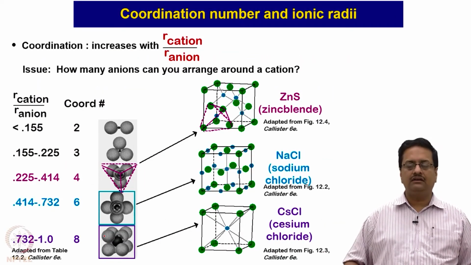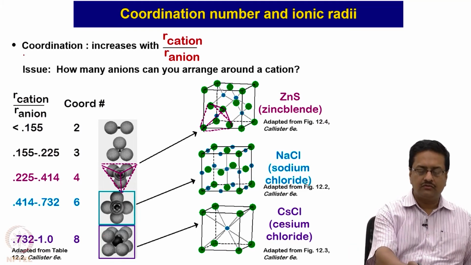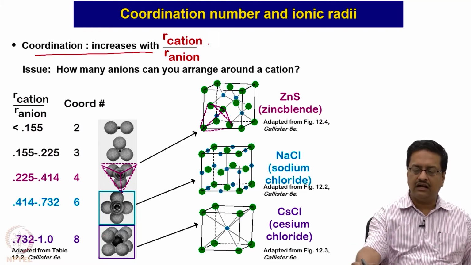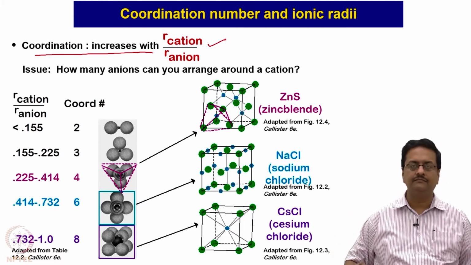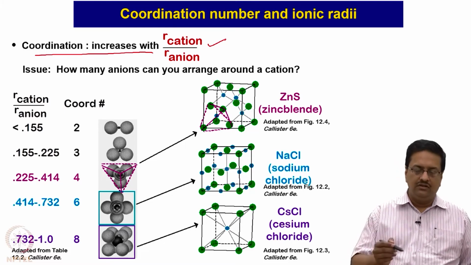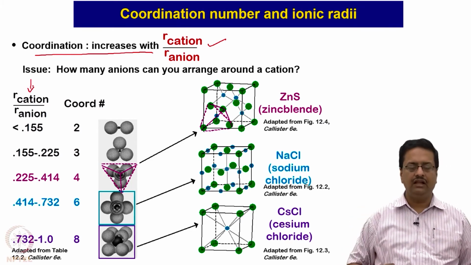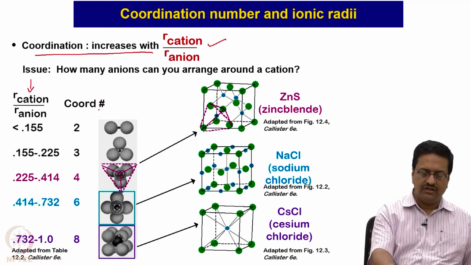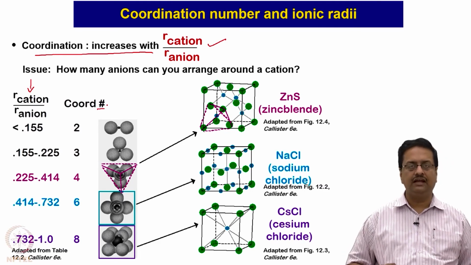So now we need to learn what the coordination number is and what its relationship with ionic radius is. Coordination number increases with Rc by Ra, that is the radius of cation by radius of anion. Here we have a small table. In the first column, we give the value for R cation versus R anion, the ratio, the corresponding coordination number, and a probable structure representing that.